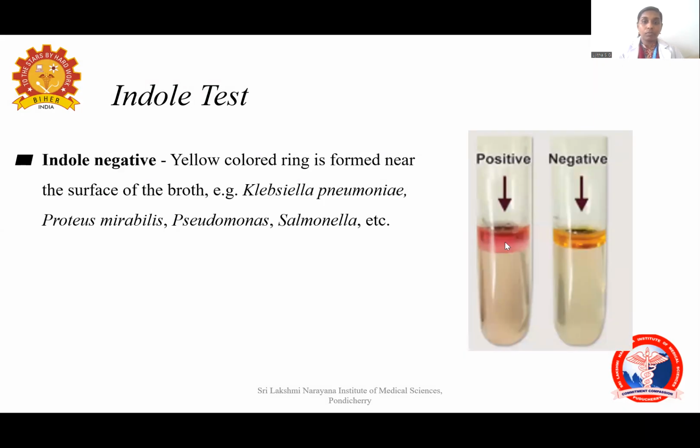So this is how the indole positive reaction will look. A red colored ring is seen at the surface of the broth. Negative means it will appear straw colored only. It's not a red colored ring. So for indole negative, a yellow colored ring or a straw colored ring is formed near the surface of the broth. Examples are Klebsiella pneumoniae, Proteus mirabilis, Pseudomonas, Salmonella. All these are examples of indole negative organisms.